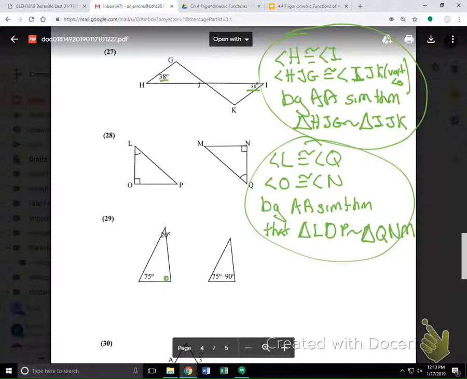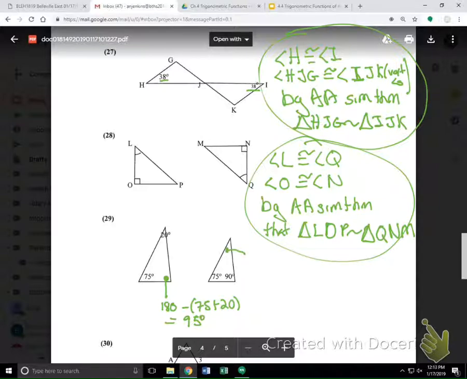Okay, so we need to figure out one of these angles. Let's find this measure. So we see we have 180 minus 75 plus 20. What does that give me? 95, actually. Gives you 95? Yeah, 95. So we have 95 degrees.